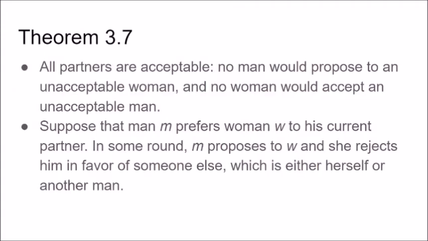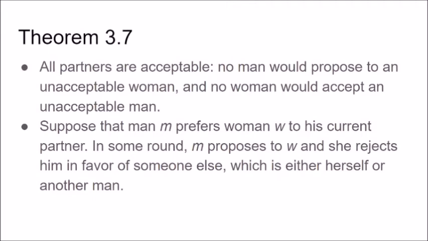So first off, we have to posit that all partners are acceptable. All matches we've made are at least acceptable. No man would propose to a woman who he finds unacceptable, and no woman would accept a proposal from a man whom she finds unacceptable. So, all partners are acceptable. Now, suppose that man M prefers woman W to his current partner.